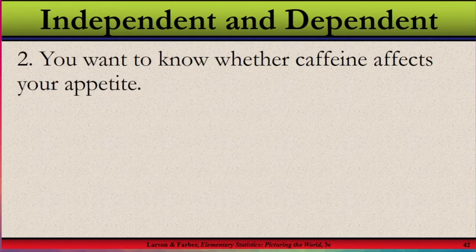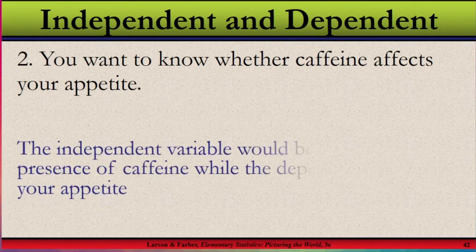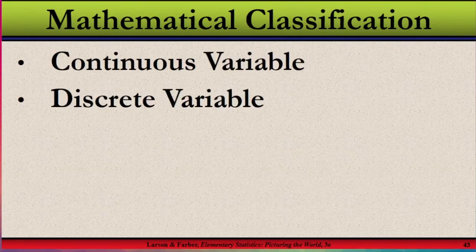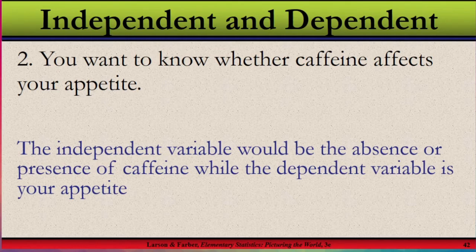Next, you want to know whether caffeine affects your appetite. So, ang independent natin dyan ay the absence or presence of caffeine. So, caffeine yung ating independent. Then, the other one, dependent, is appetite. So yun yung example. So, naintindihan na yung independent and dependent. So, next tayo.